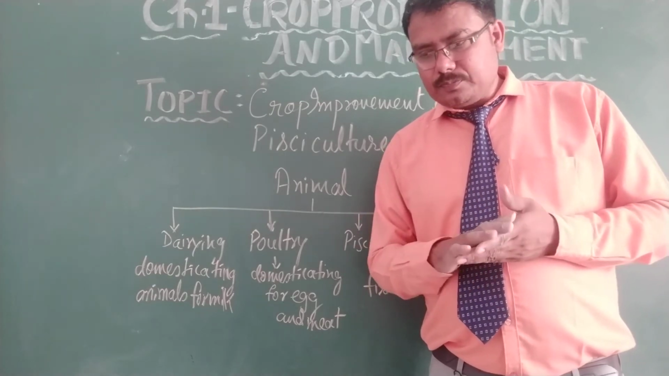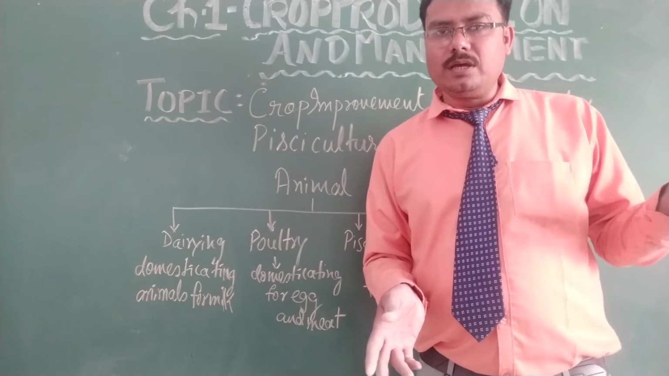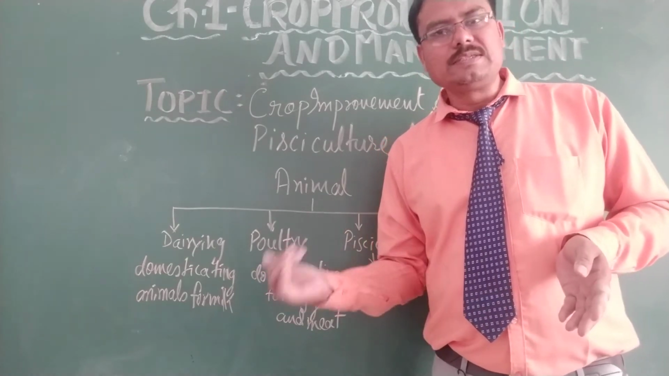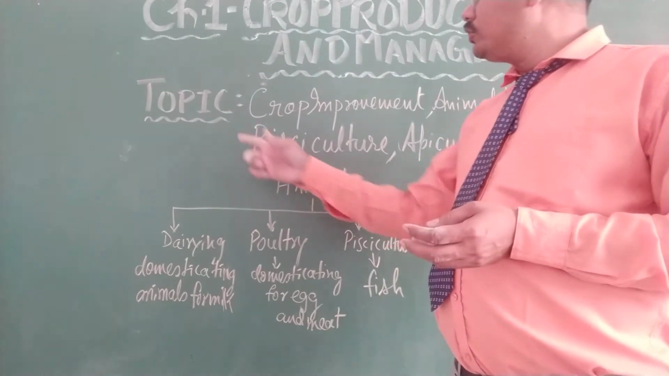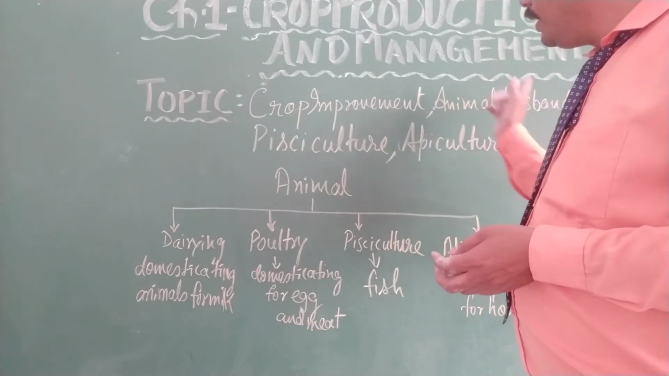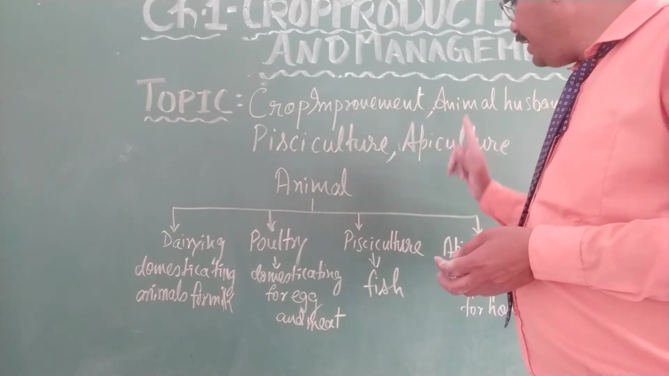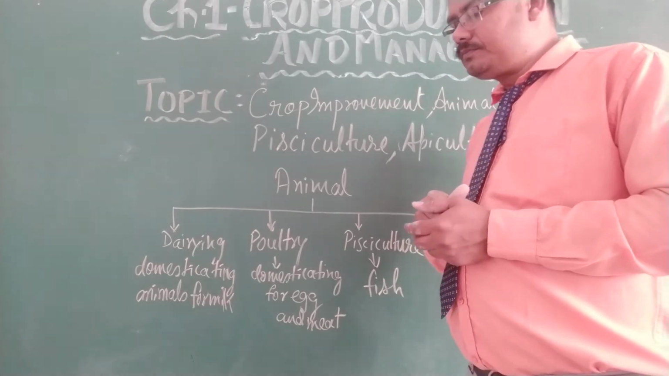Now students, this was the topic I explained in the previous class in my part 1 video, and this is my part 2. In this chapter I am going to explain crop improvement, animal husbandry, pisciculture and apiculture. So what is crop improvement?